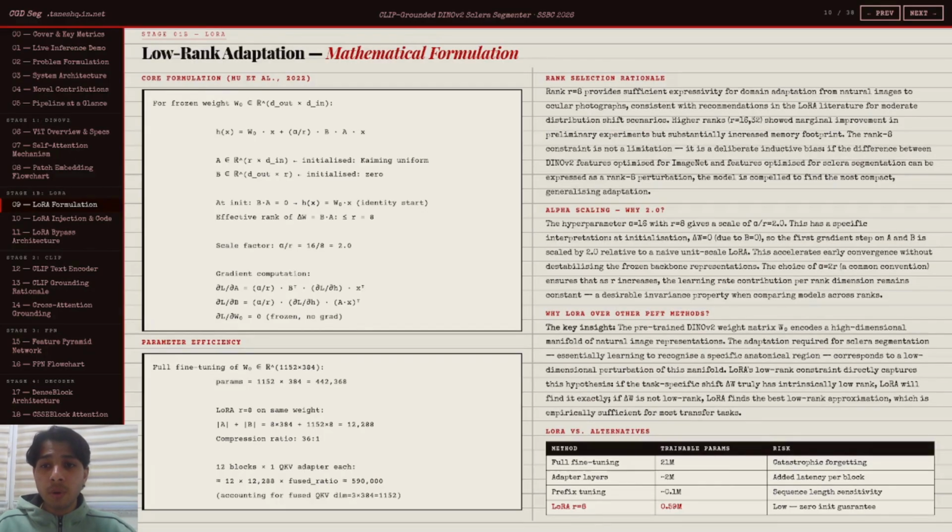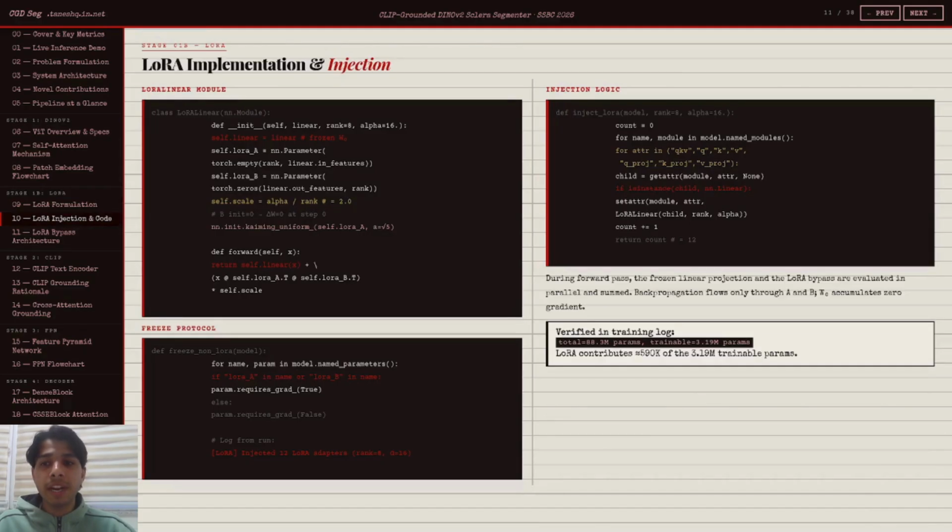Instead of modifying the original weight matrices, we add a small bypass path, two small matrices A and B that learn the task specific correction. The crucial design is that B starts at 0. So the bypass contributes nothing at the very beginning of training. The model starts as the perfect copy of Dino V2 and only deviates as evidence from our training data builds up. It's like learning to specialize without forgetting what you already know.